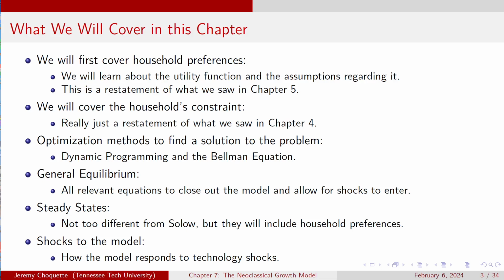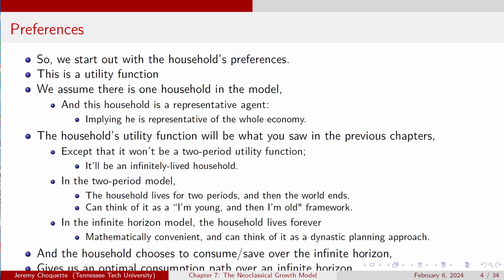We're going to get our general equilibrium, and with the general equilibrium, it's just listing out all the relevant equations to close the model out, and that's where we can allow for shocks to enter. Then we're going to have our steady states. We're going to solve for the steady states. Not too different from Solow, but it's now going to include household preferences. So we'll see when we do the steady state stuff how it differs from Solow. And then we're going to talk about some shocks to the model, namely how the model responds to technology shocks.